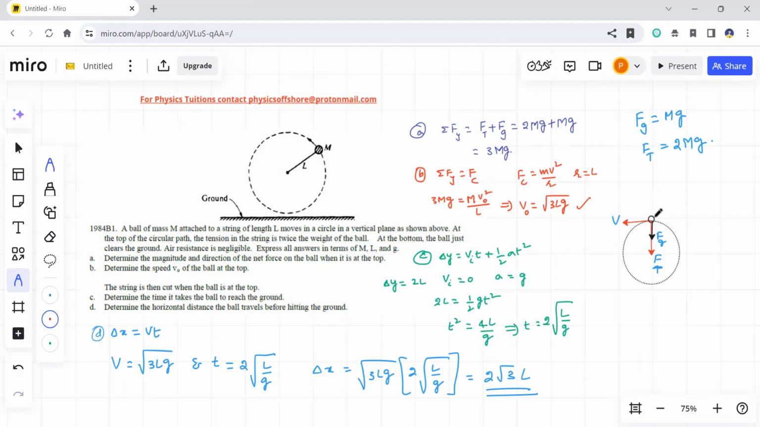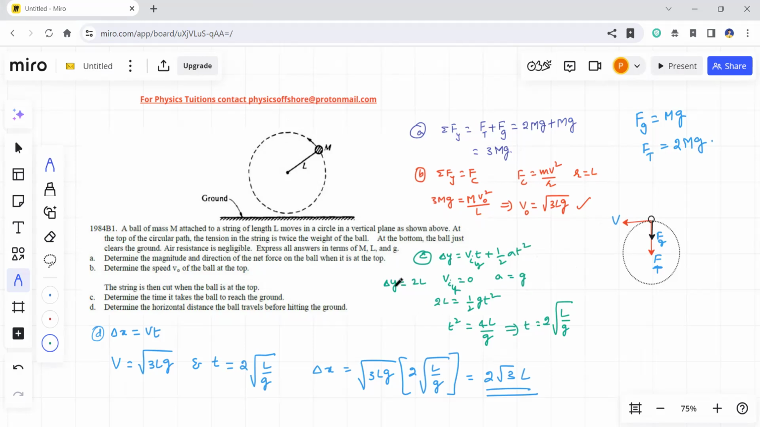Because the tangential velocity in circular motion, when the ball is at any point on the trajectory, the velocity is always directed tangential to the circle. Here at the top point, it has the horizontal velocity. Therefore, no vertical velocity, so vertical velocity is equal to 0. Here we are writing the vertical motion. So delta y is equal to v i y t plus half a t square. v i y is equal to 0, so the first term goes off, and the acceleration is g, acceleration due to gravity.